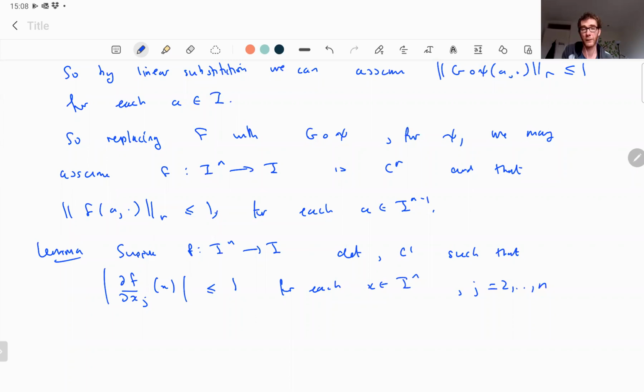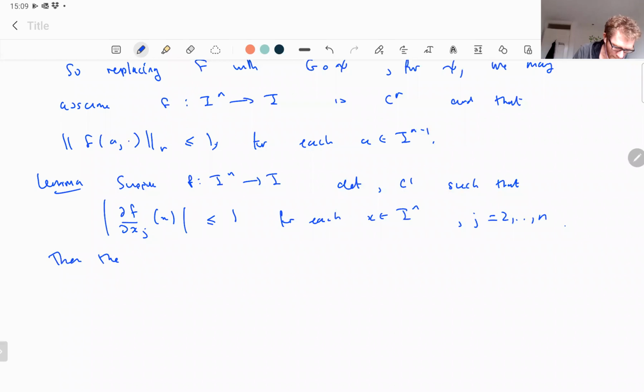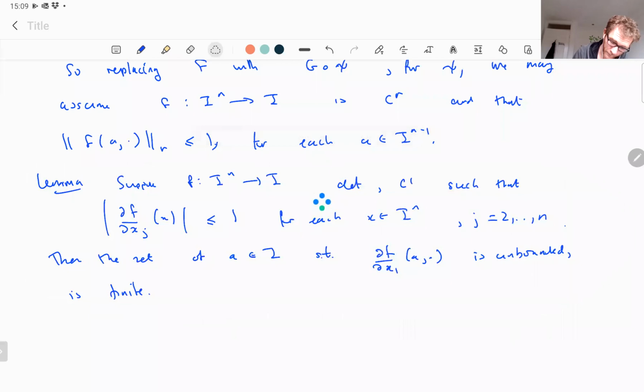Okay, then the conclusion is that the set of a such that when you plug a in the first coordinate and differentiate with respect to the first coordinate, what you get is unbounded, that set's finite, right? So the set of a in I such that df/dx_1 at a is unbounded, this set's finite. So we're going to use that lemma. The proof is later.